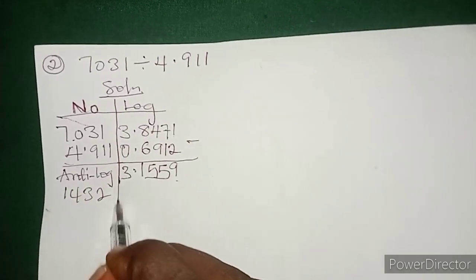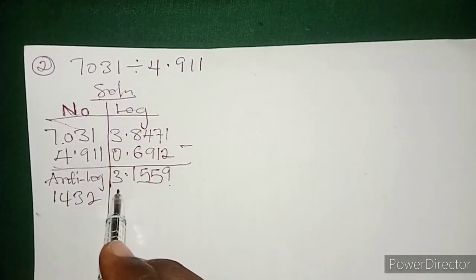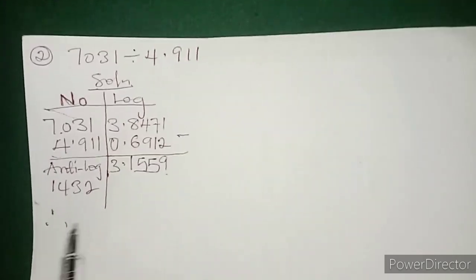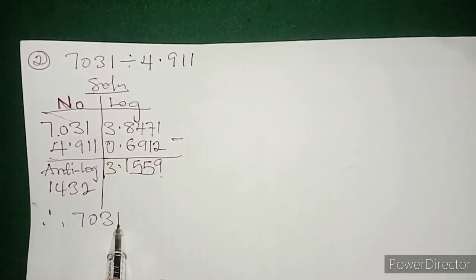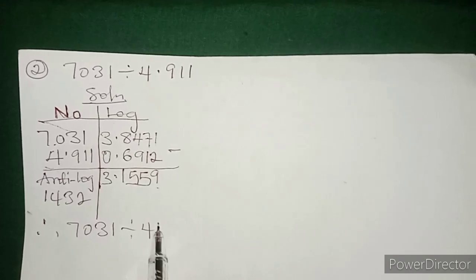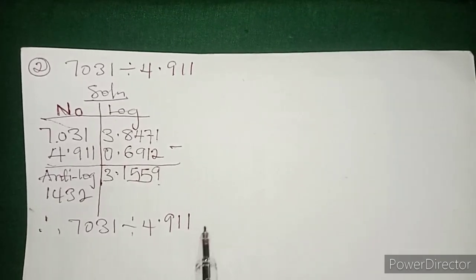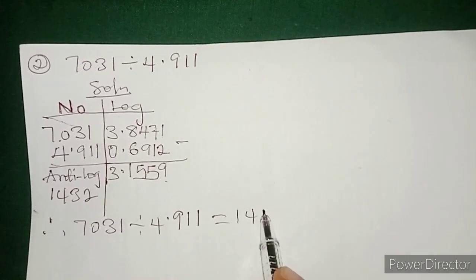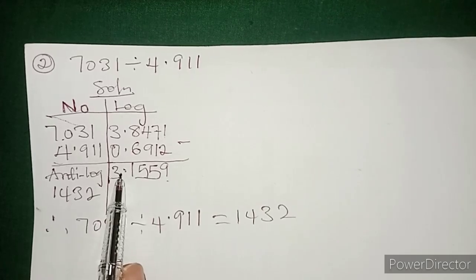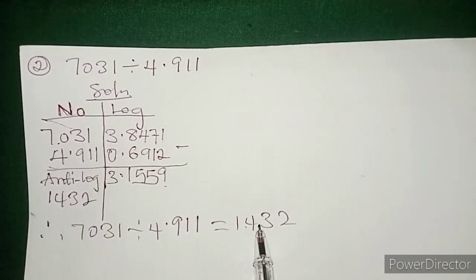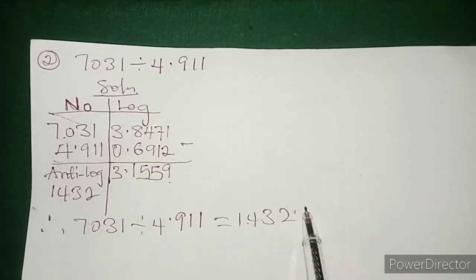So this is where we are going to place our decimal point. We'll now say that, therefore, 7031 divided by 4.911 is equal to 1432. Remember this 3, so we said it's 0, 1, 2, and here is 3. So add 0.